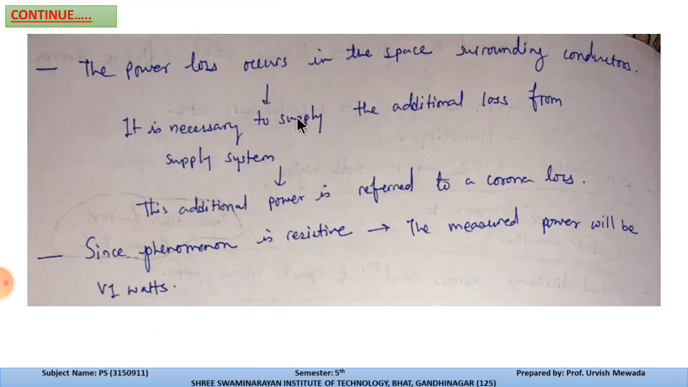Now generally the power loss occurs in the space surrounding the conductor. It is necessary to supply the additional loss from the supply system, and this additional power loss is referred to as the corona loss. Whenever power loss occurs in the space surrounding the conductor, it is necessary to supply the additional loss from the supply, because ultimately the consumer will suffer from a lack of power. Since this phenomenon is resistive, it is independent of the power factor, and the measured power will be VI watts.